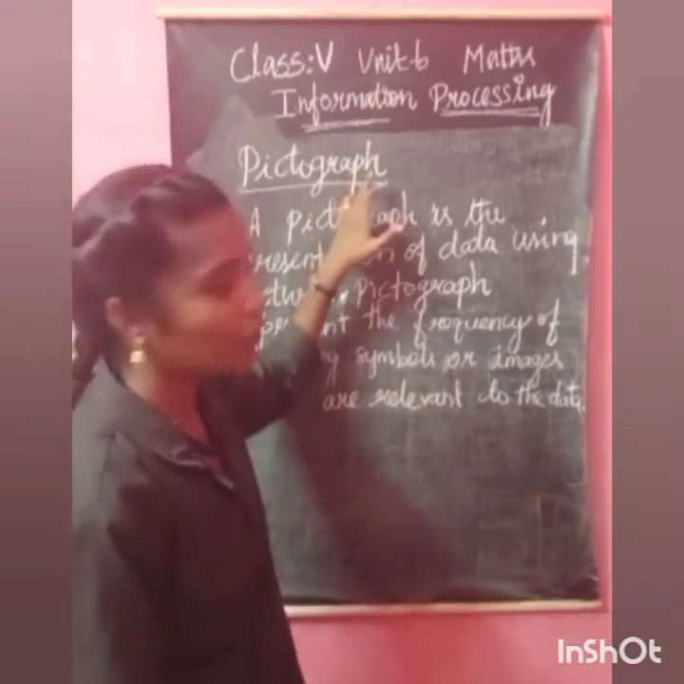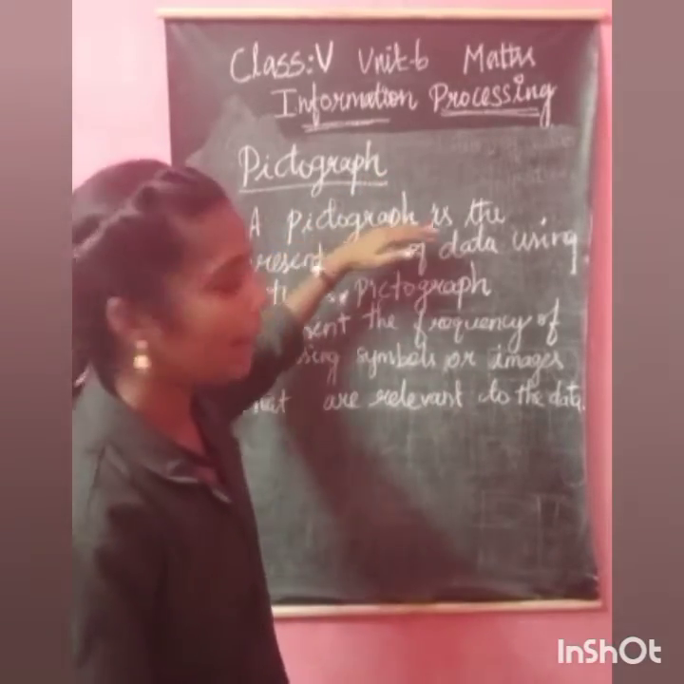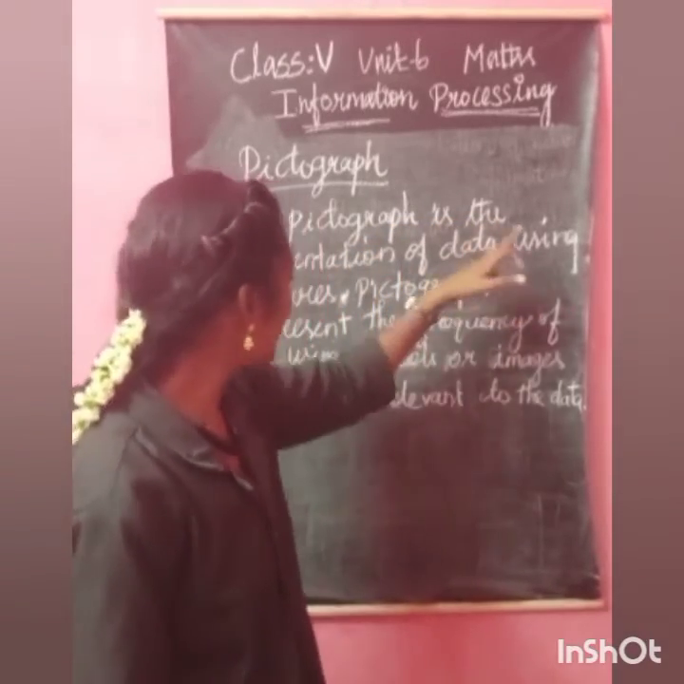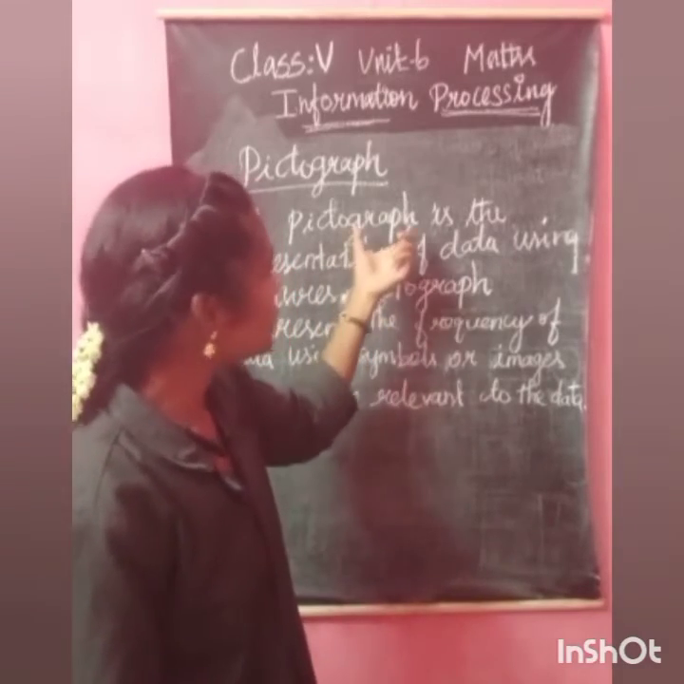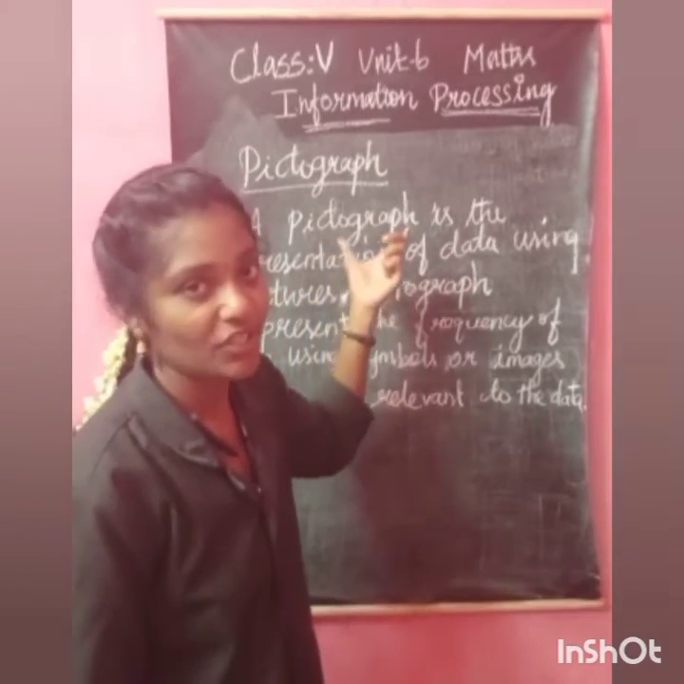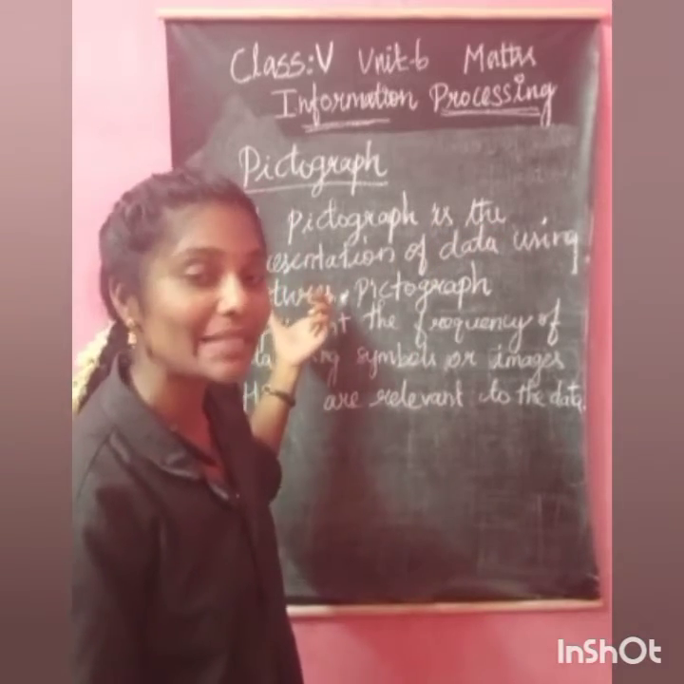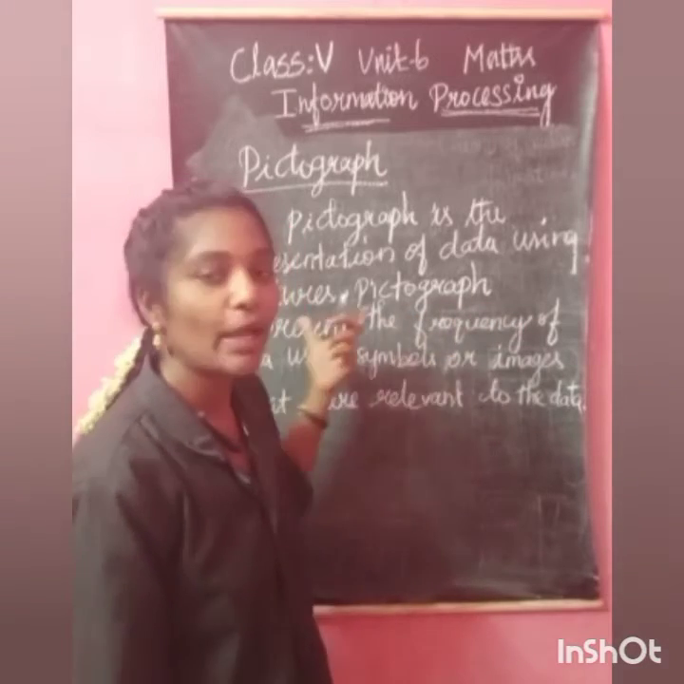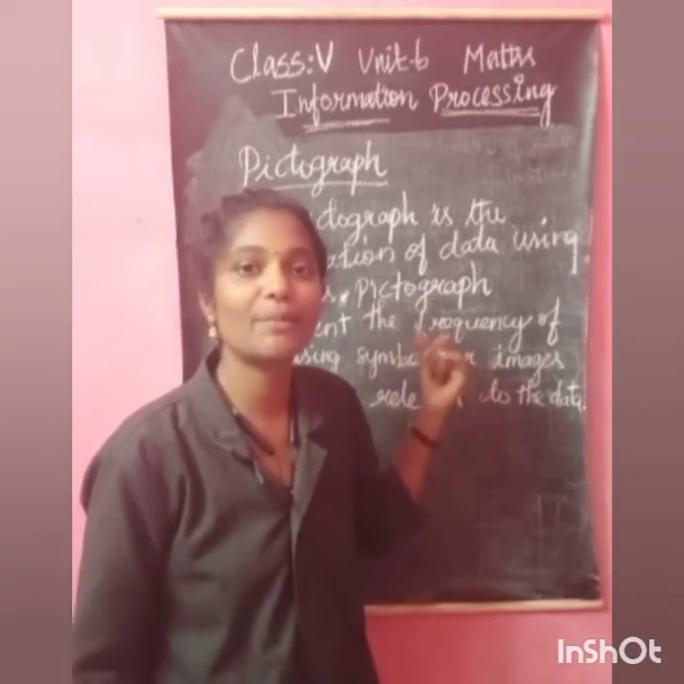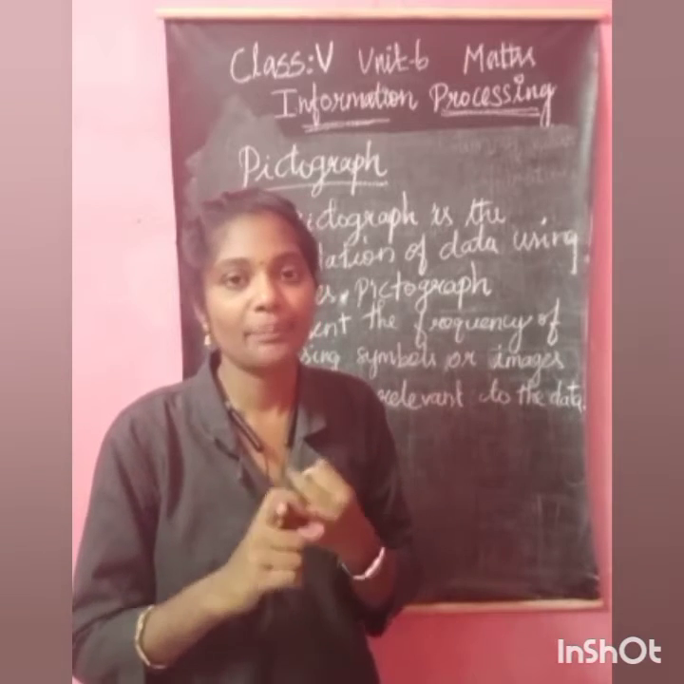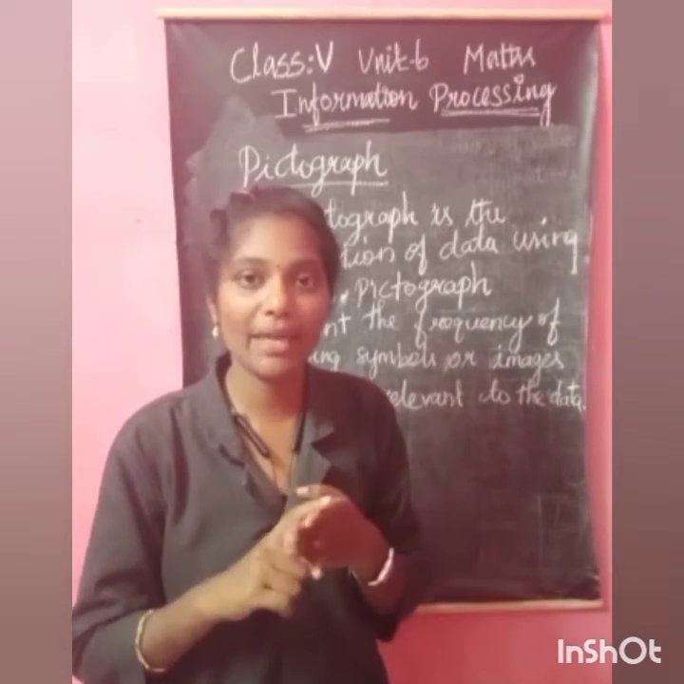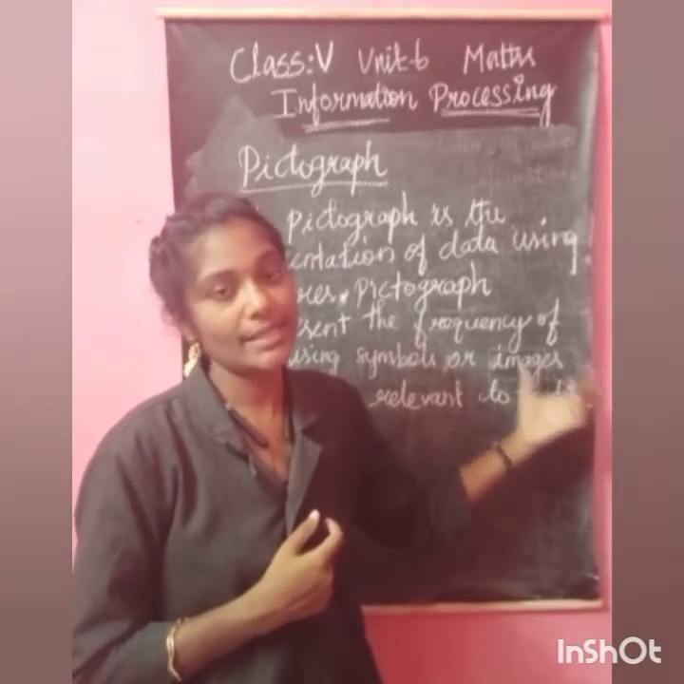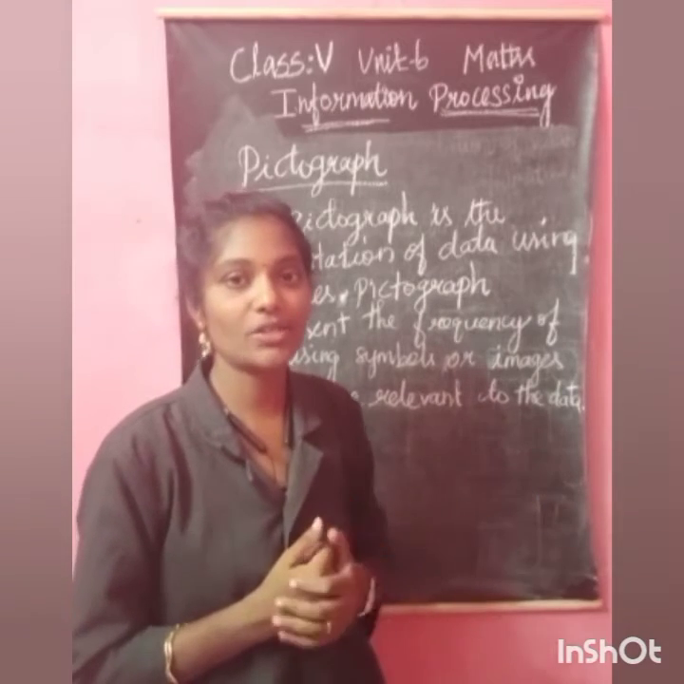Next, pictograph. See, children, a pictogram is the representation of data using pictures. So pictograph means representation of data using pictures. So pictograph represents the frequency using symbols. Symbols means arrows, flashes, then stars, images, pictures relevant to the data. It's a pictograph. Do you understand, children?